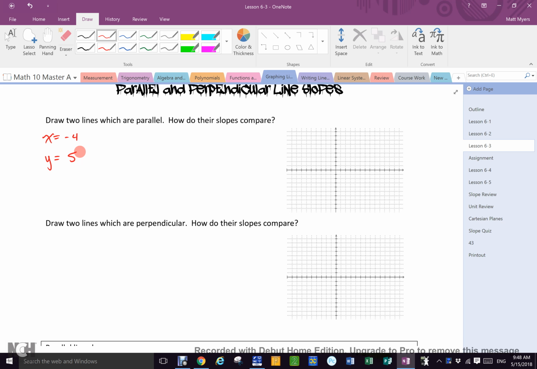Where is x equals -4? To the left. 1, 2, 3, 4. Everyone agree? Where is y equals +5? Up, how far? 1, 2, 3, 4, 5. Does everyone agree? Yes. Connect that line and tell me the 3 pieces of information that you now know about that line.